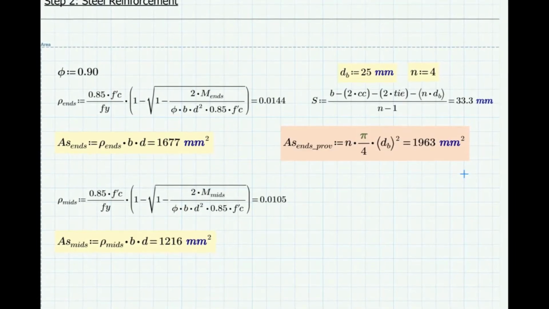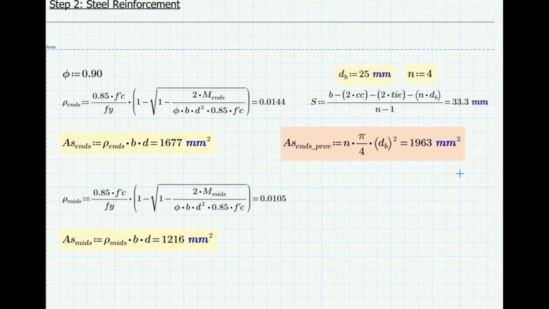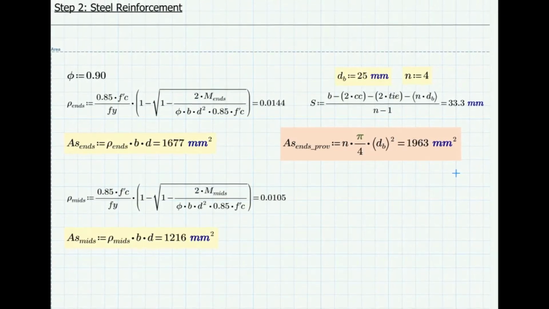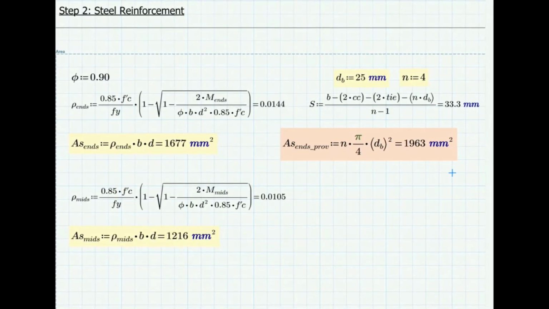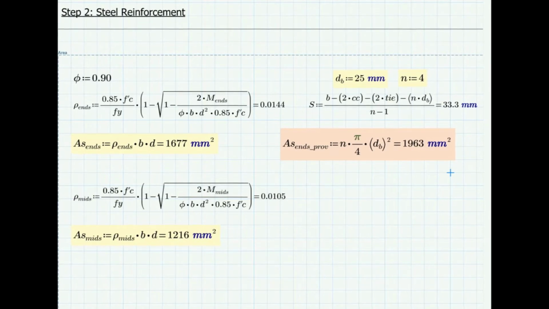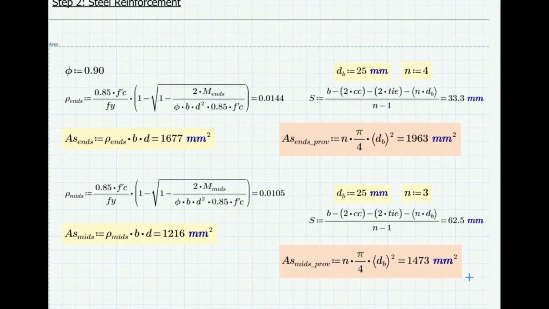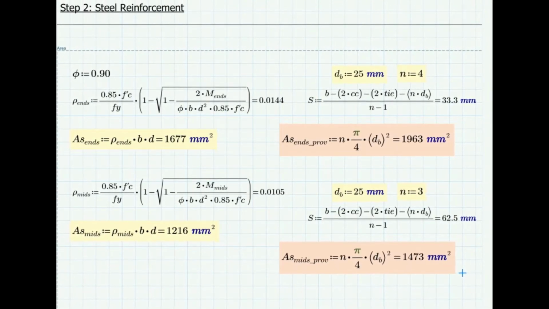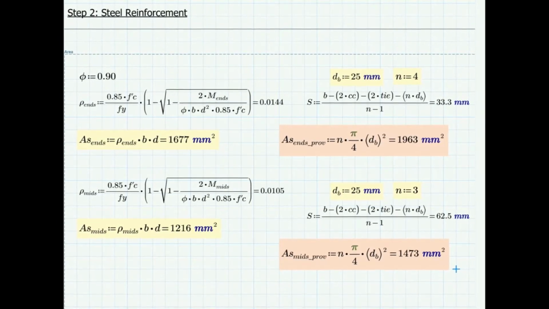So if I use 4 numbers of T25 mm bar, I will get an area of 1963 mm², which is greater than the required, so it's good. And I also check the spacing, which is okay, because the minimum spacing between parallel bars should be greater than the bar diameter. For the sagging moment, I will use 3 numbers of 25 mm diameter bar, which will give me an area of 1473 mm², which is greater than the required, so it's good.